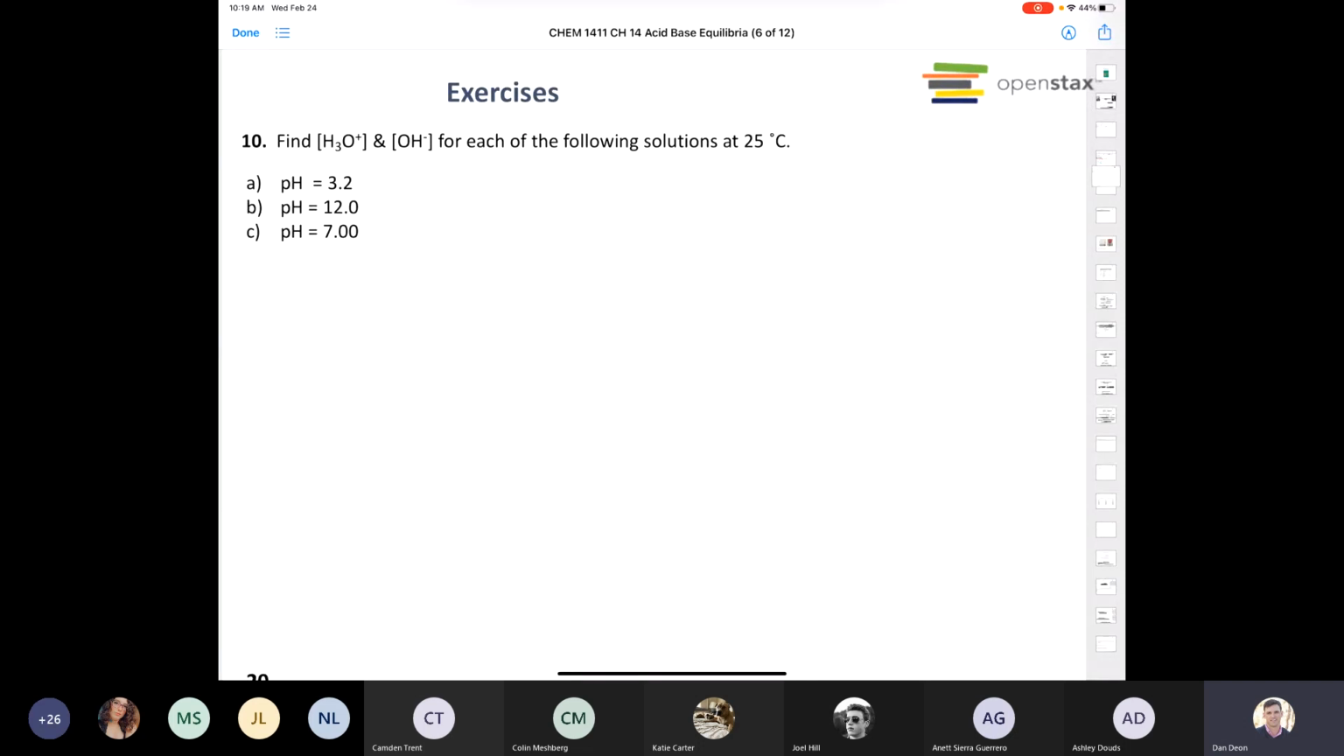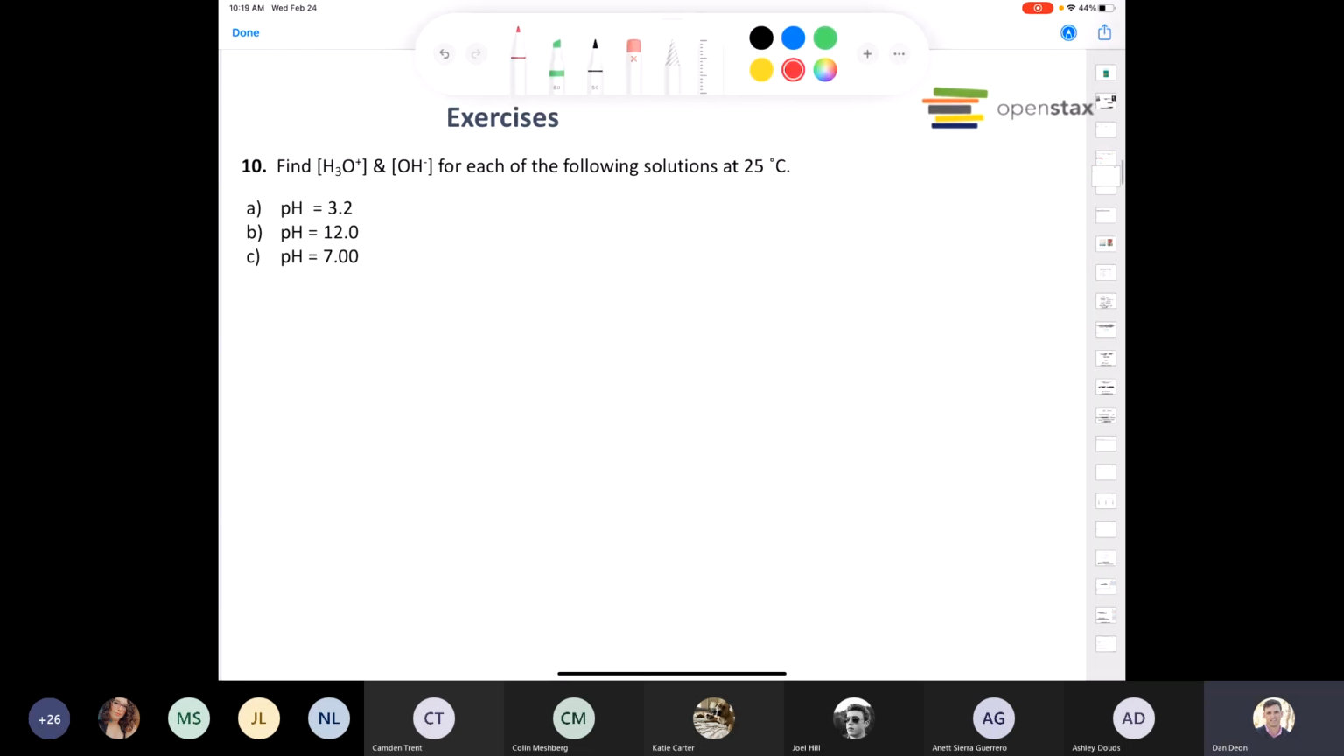Next one asks us to find the concentration of hydronium and the concentration of hydroxide for each of the following solutions. Let's do A and see where it takes us. Again, when you come to this class, always bring some scratch paper, pencil, calculator, 2 calculators maybe if you need it. For A, if we're trying to figure out the concentration of hydronium, we know that's equal to 10 to the power of negative pH. So the concentration of hydronium is equal to 10 to the negative 3.2.